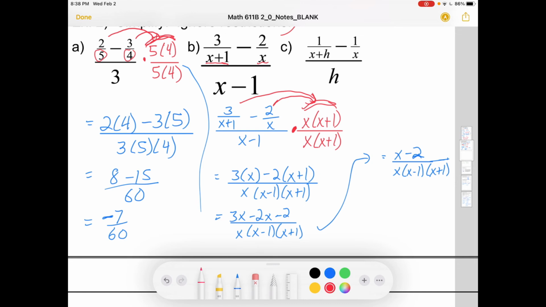You cannot divide out those x's. You don't divide out terms, you divide out whole factors. I'm going to make that 2 look a little nicer just so that it's clear in the final version of the notes.